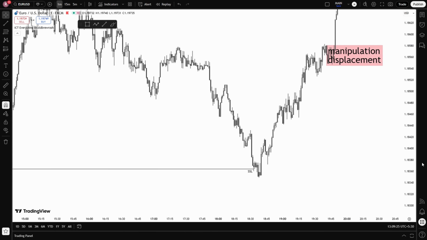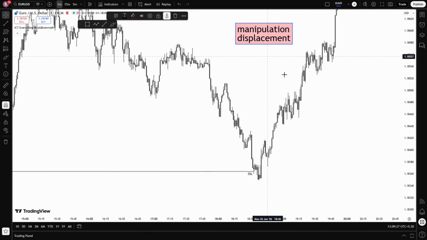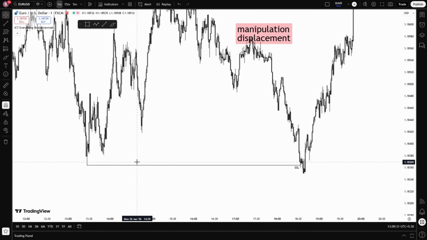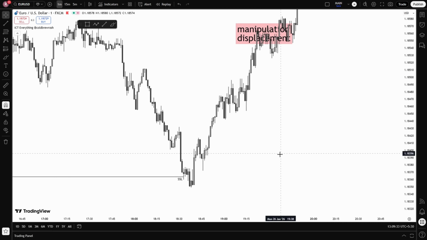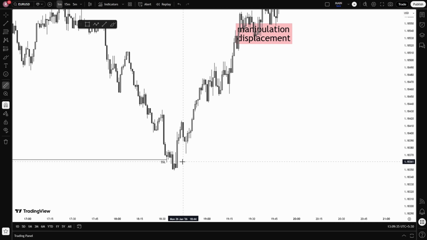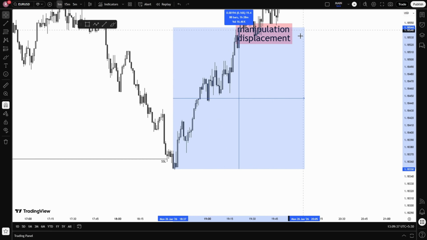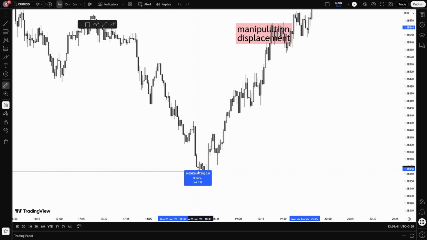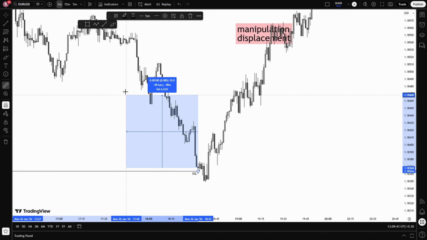Now let me explain what a manipulation leg looks like. In this example, we have a sell-side liquidity sweep. At every sell-side liquidity sweep that is valid for a reversal, the manipulation leg will start from the left side of the point where liquidity is swept. So in this example, this is the exact point where the low gets swept.